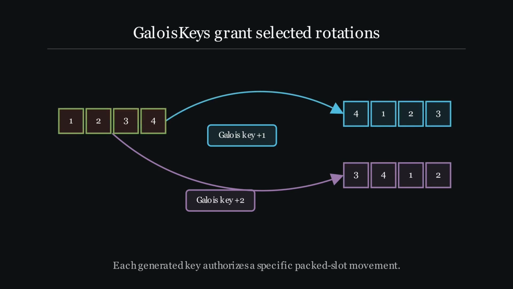The two colored paths make the authorization explicit. Generating one rotation key does not automatically grant every possible shift. Microsoft SEAL can package several requested automorphisms into Galois keys, but each capability increases key material. The circuit should list its required rotations before key generation so the deployment creates useful movement without provisioning unnecessary operations.